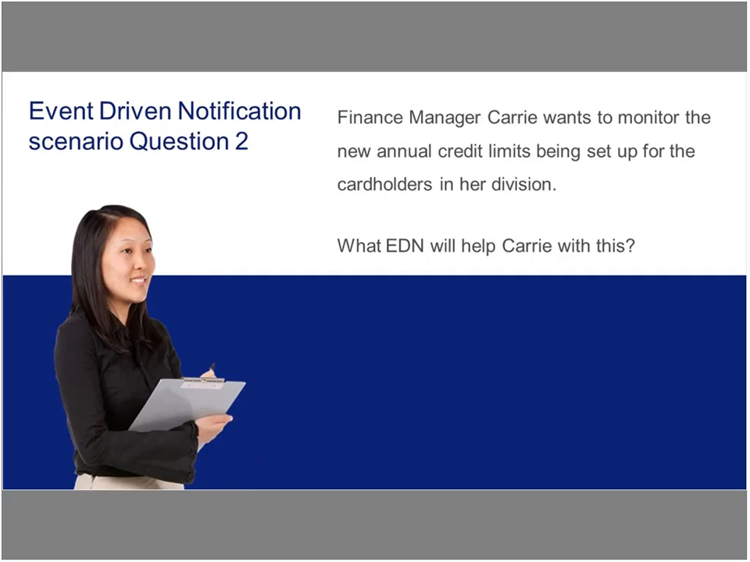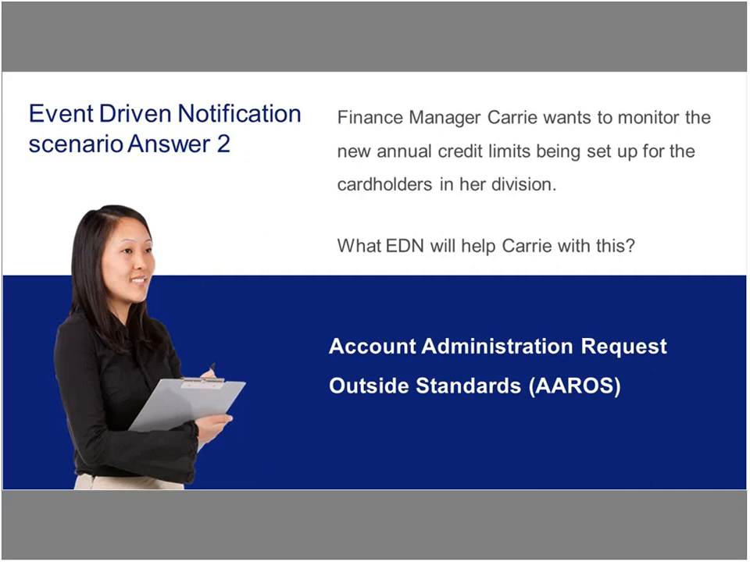In our next example, we've got our finance person, Carrie, and she wants to monitor the new annual credit limits being set up for the cardholders in her division. So the EDN that would help her with that is the Account Administration Request Outside Standards.